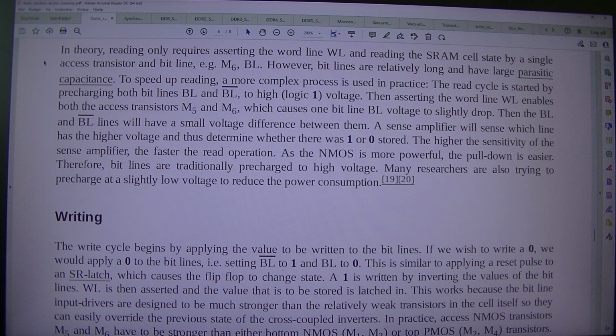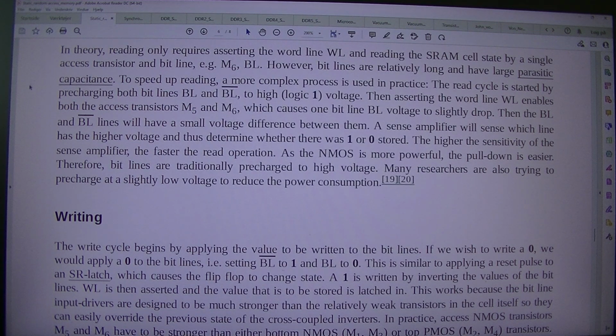However, bit lines are relatively long and have large parasitic capacitance. To speed up reading, a more complex process is used in practice. The read cycle is started by pre-charging both bit lines BL and BL-bar to high, logic 1, voltage. Then asserting the word line WL enables both the access transistors M5 and M6, which causes one bit line voltage to slightly drop. Then the BL and BL-bar lines will have a small voltage difference between them.